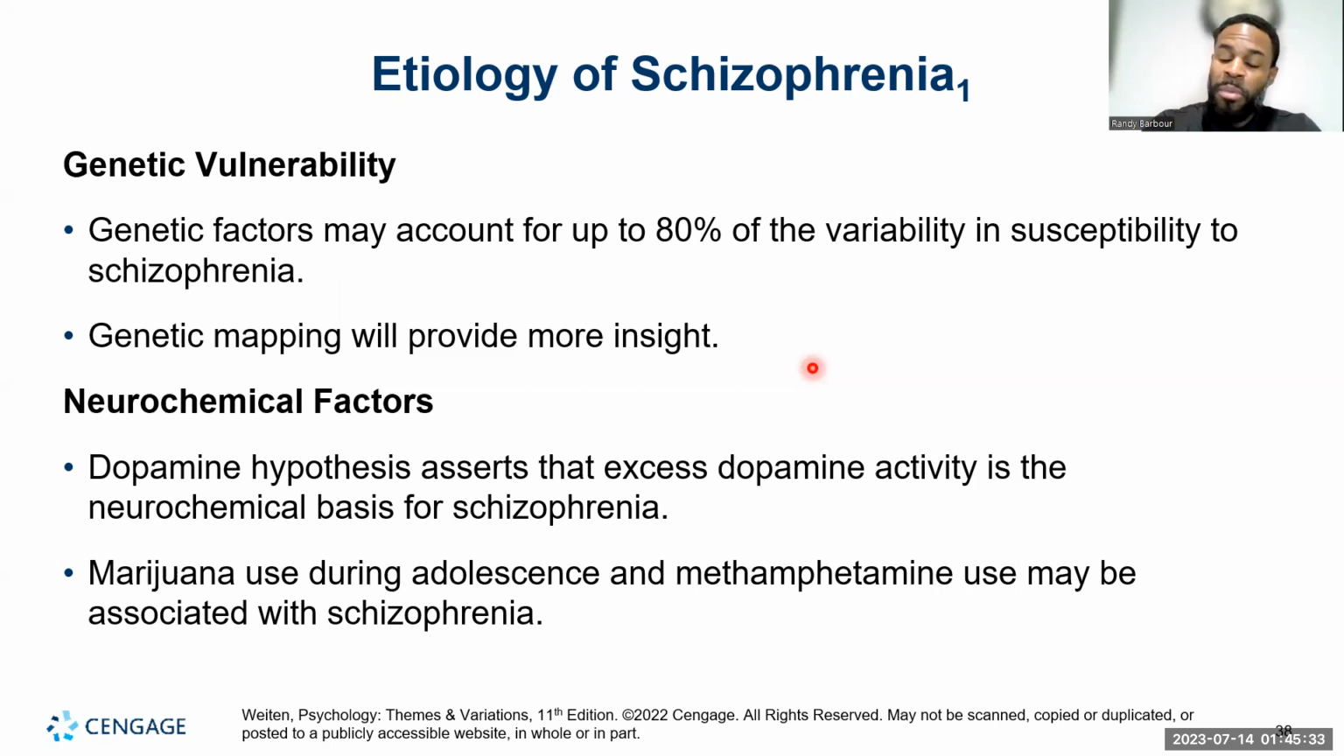Neurochemical factors. The dopamine hypothesis asserts that when people have excess dopamine activity, that might be the basis for schizophrenia, right? Again, it's just a hypothesis. It hasn't been completely proven. When you talk about a hypothesis, some research has supported it and other research has not. When it's supported on a more consistent basis, then you might be able to use it. I said also marijuana use during adolescence. Methamphetamine use may be associated with schizophrenia as well. These are associations. They may not be strong associations, but there is a relationship between different uses of recreational drugs and schizophrenia.